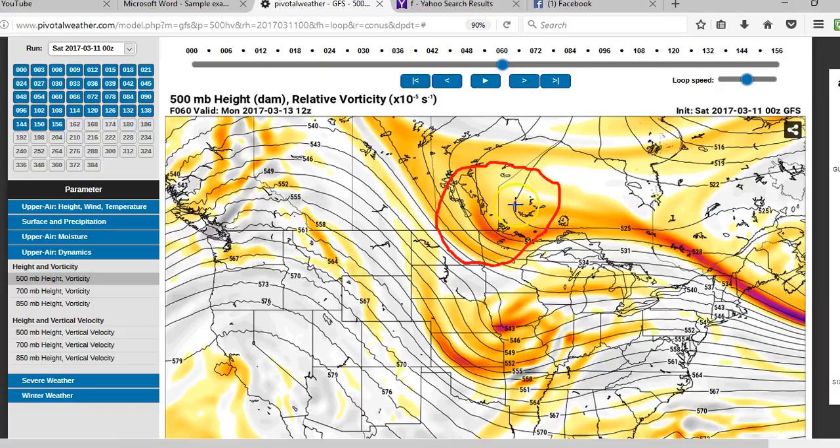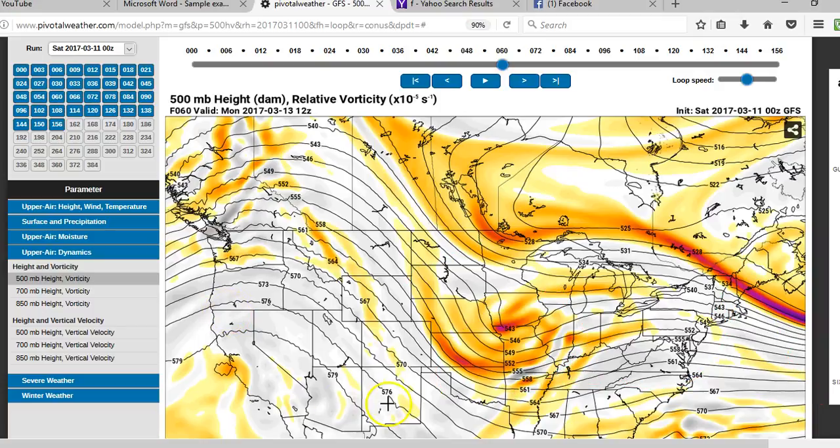And this trough is going to be what directs this piece of energy up the coast. Because what's going to end up happening is that this trough will go negative, and this piece of energy is going to essentially round the bend and come right up the coast like that. All the models are showing this now. So that's pretty much set in stone.